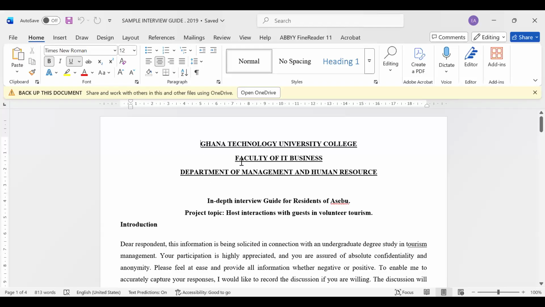Okay, so we'll go to the interview guide. While questionnaires are for quantitative research, qualitative research will require you to use tools such as interviews, and the tool is called the interview guide. So this is an interview guide. Another name for it is an interview schedule. Of course, the name of the institution, faculty, department, what it is, and the topic.